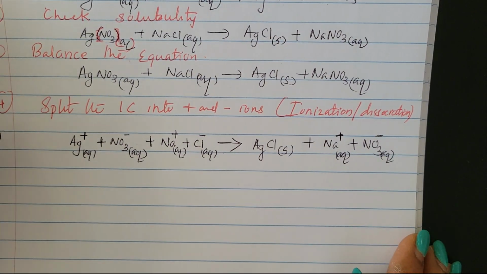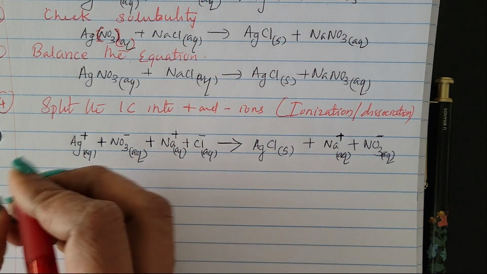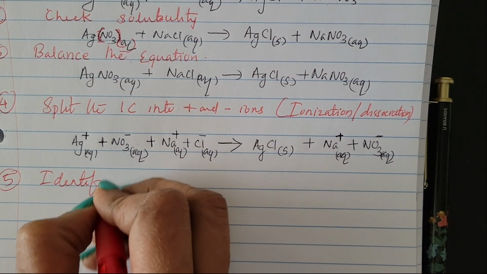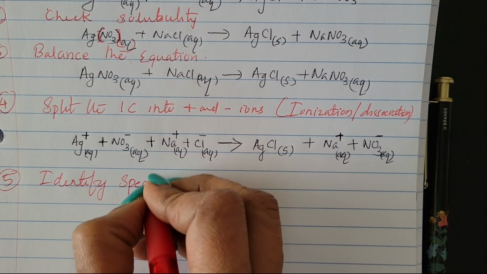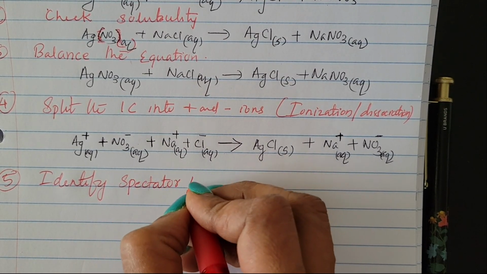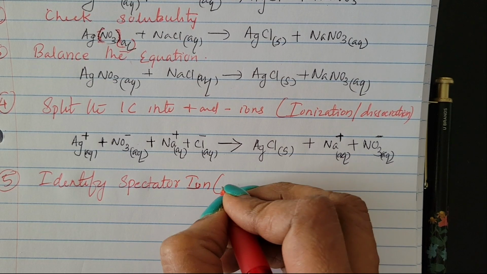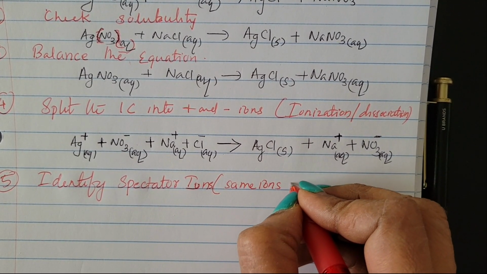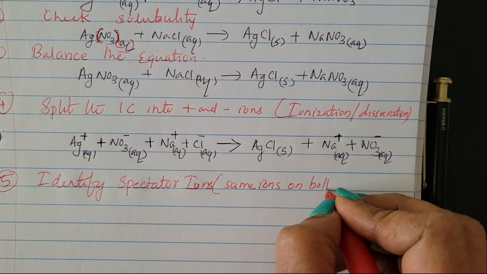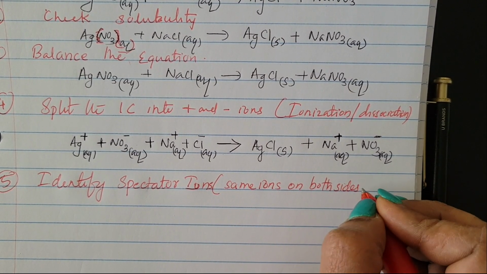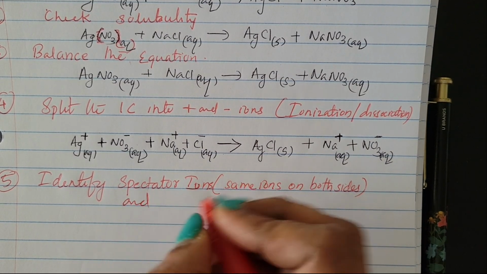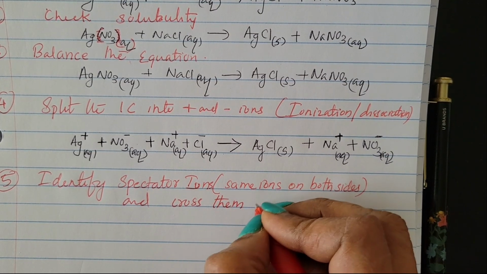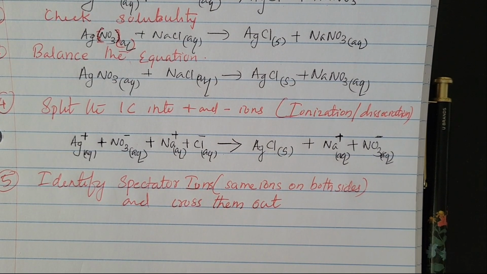Good? Okay, next step. Identify the spectator ions. What is that? Same ions on both sides, and cancel them out. You cross them out because they are not doing anything. We don't need them. Cross them out.